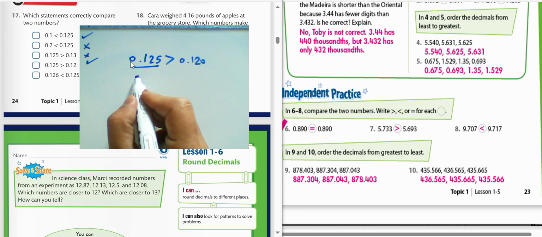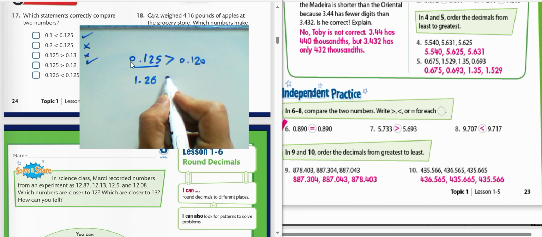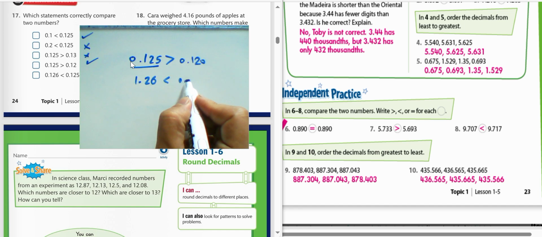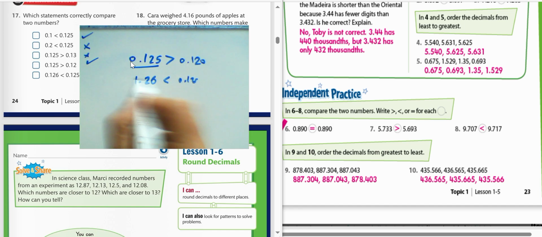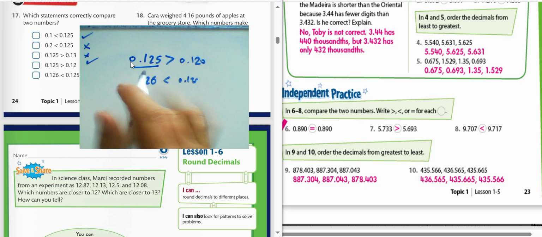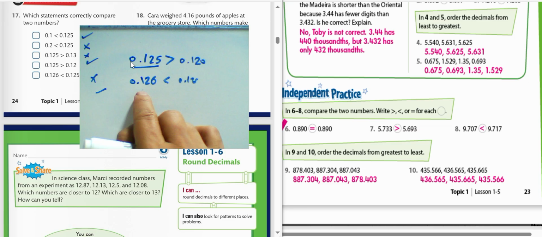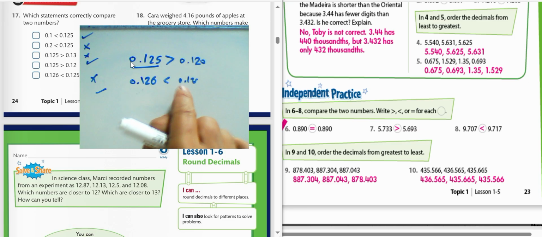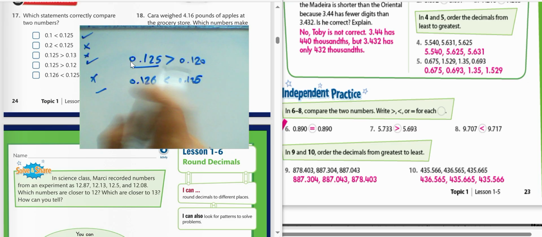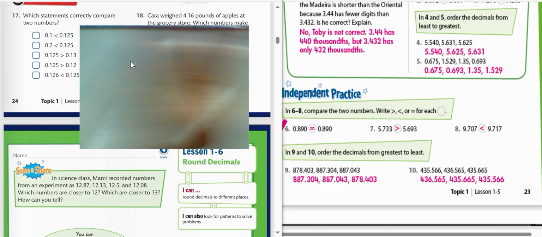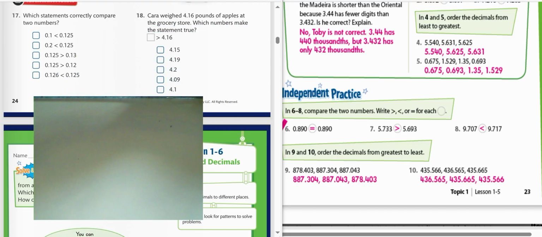And the last one, 0.126 less than 0.125? No. Again, this number 0.126, it's false. Okay, because here 126 and here 125. We must change the sign. Okay, it was this question.